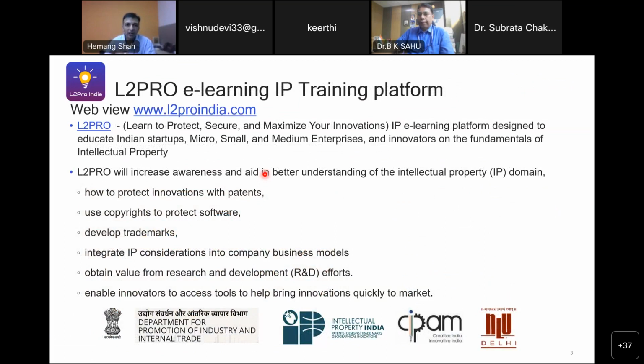The learners in this program have shown an increased awareness and better understanding of different IPR aspects, such as how to protect innovations with patents, how to use copyrights, develop trademarks, and integrate IP considerations. We'll have a deep dive into this specific topic, which is obtaining value from various R&D efforts, and also this one, which is how innovators can get better access to market.